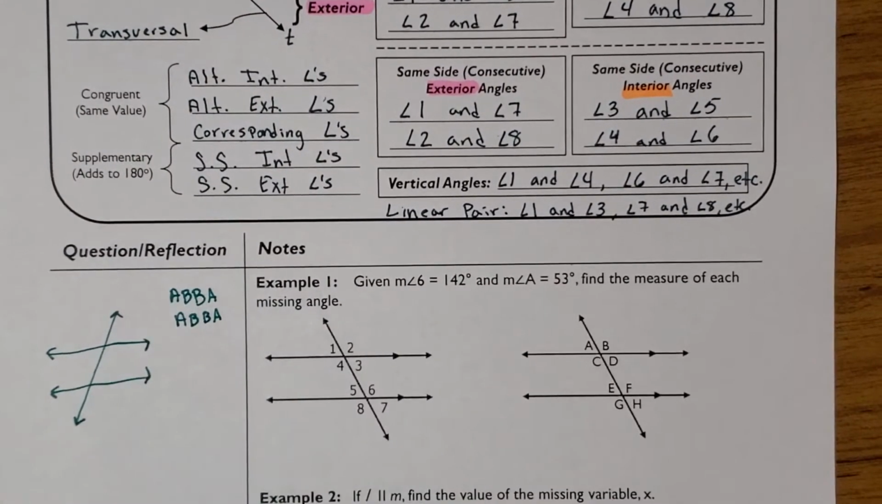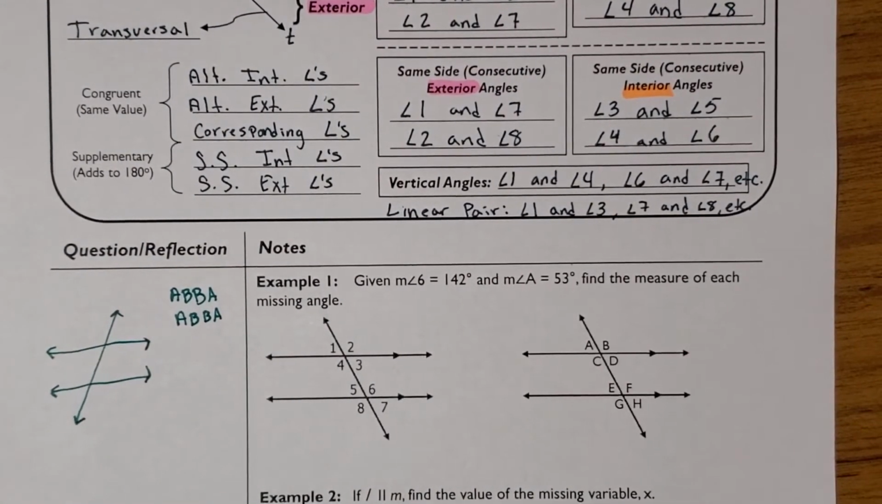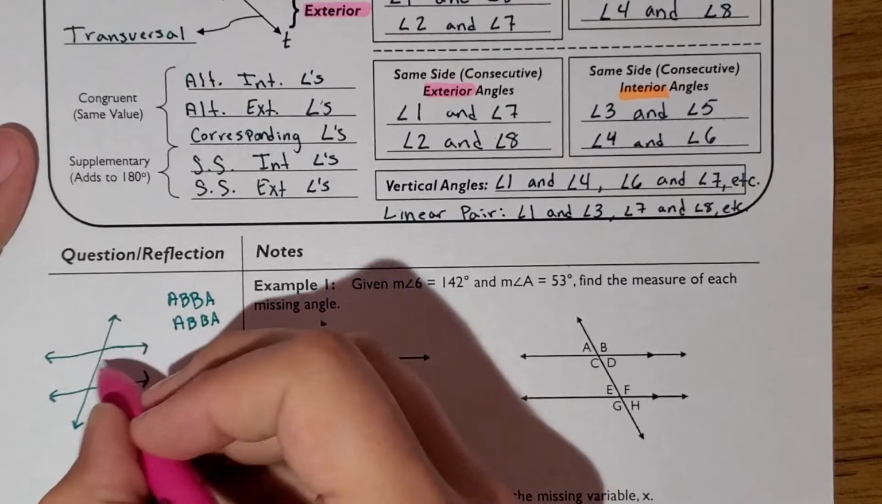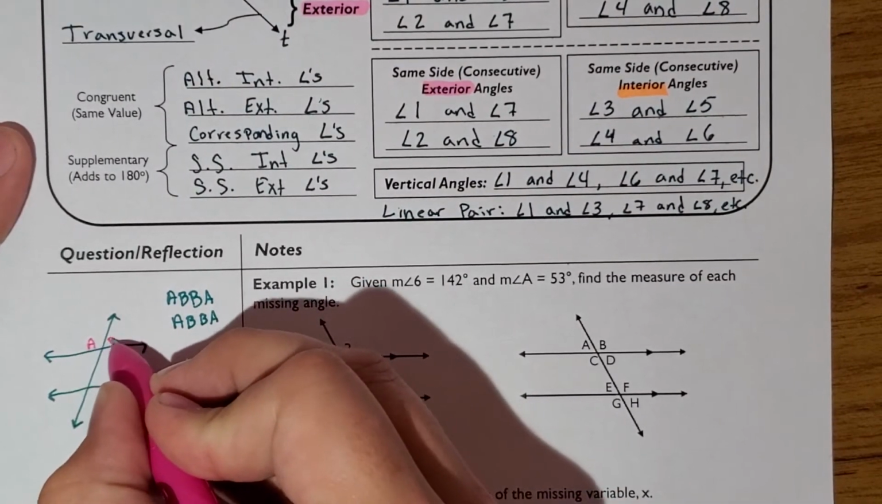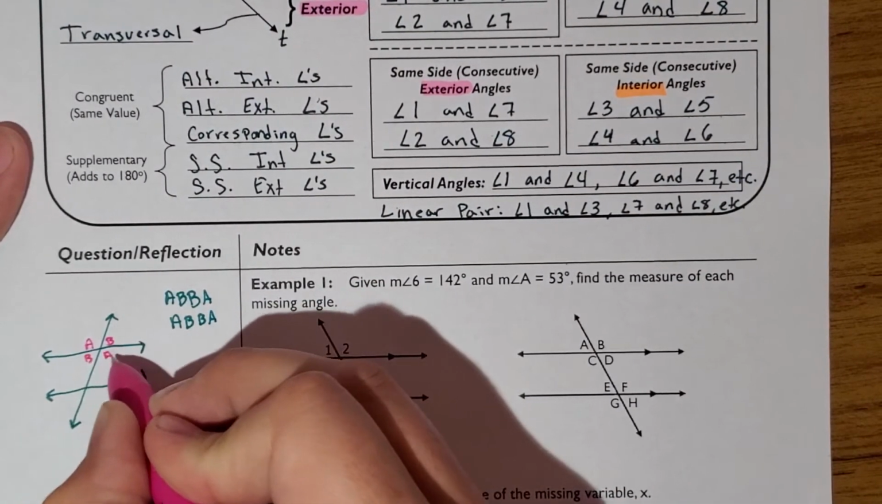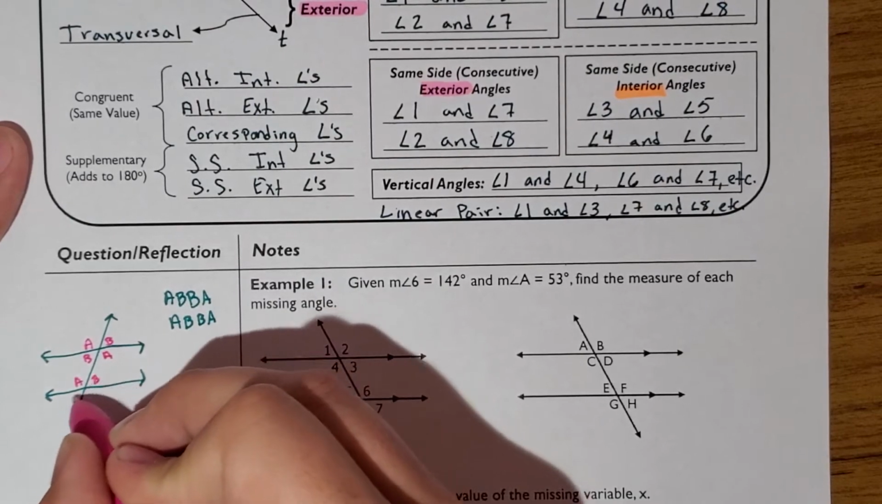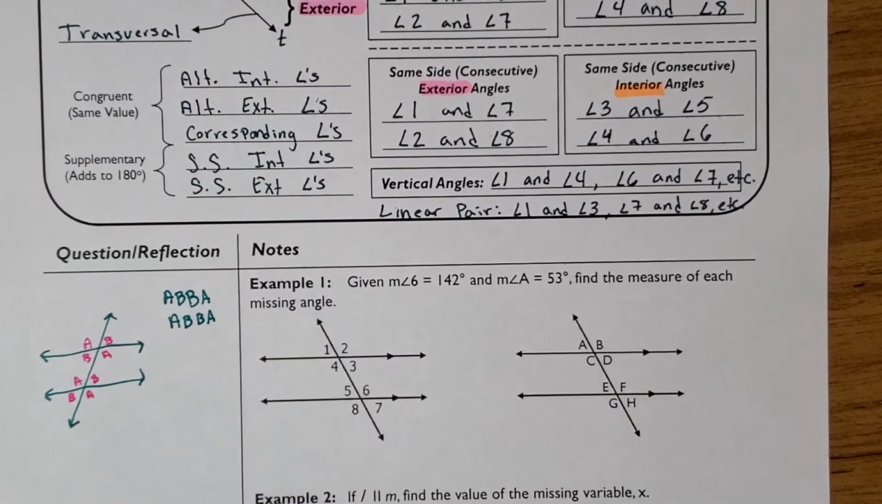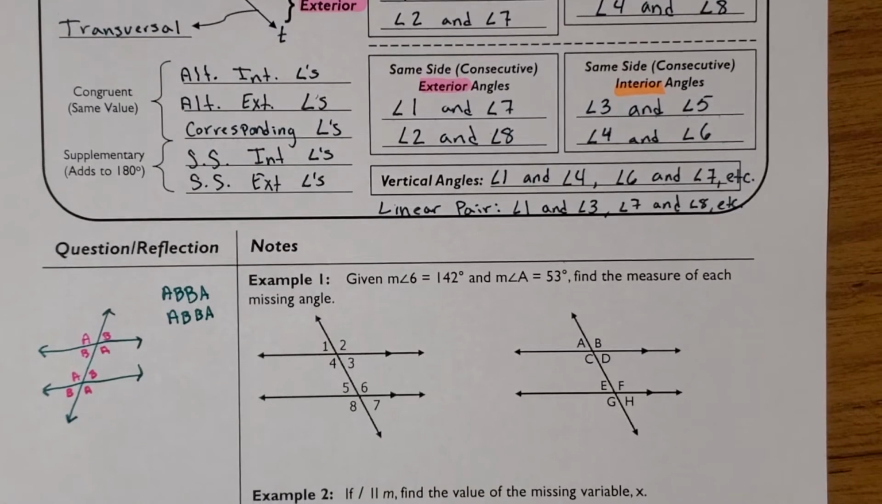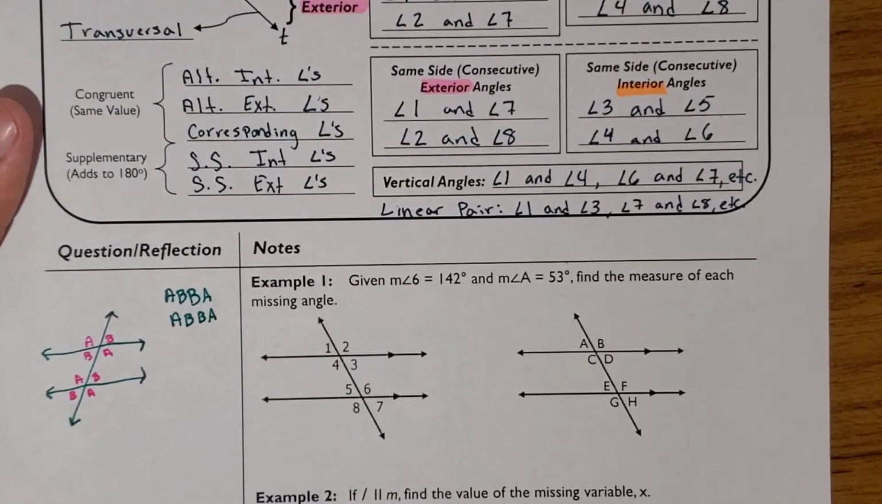So with this, I can use those words to help me. I'm going to take the word ABBA and write it twice. A, B, B, A. A, B, B, A. We can use that to solve these algebraic problems over here as we move forward.